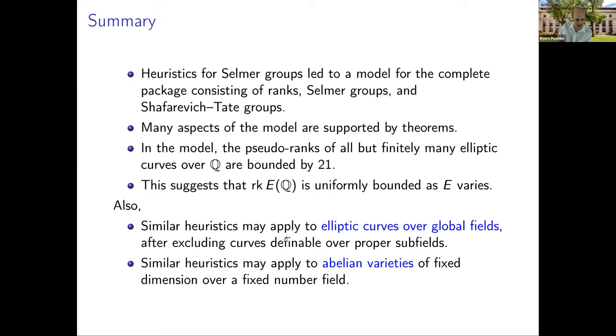There are these things that I didn't have time to talk about, but you can try to do similar heuristics for other number fields or function fields. Or you can also try this for abelian varieties, and I think there should be similar theorems for these too. Or not theorems, but it seems reasonable to predict similar things, at least to guess reasonable things. The evidence is maybe more shaky for those, but I still believe it.